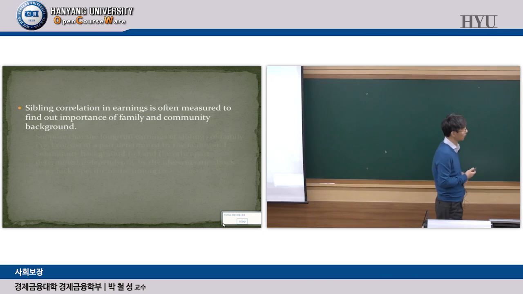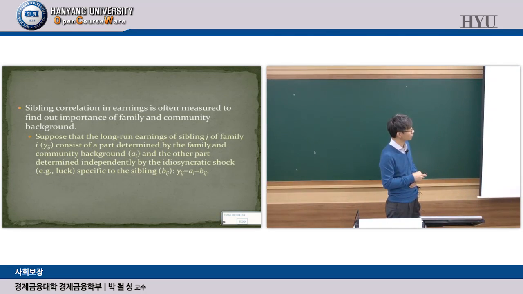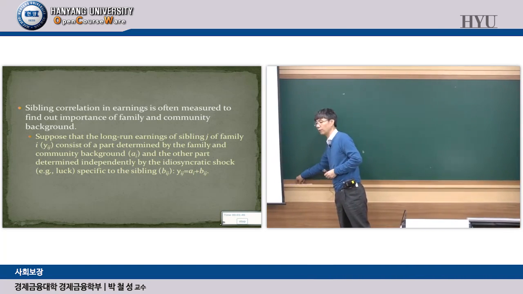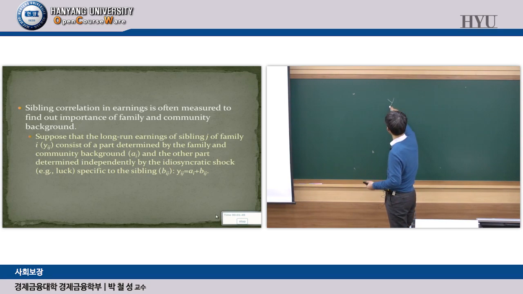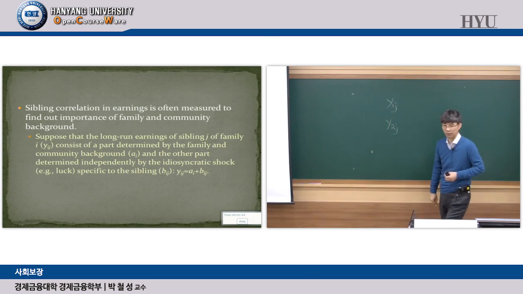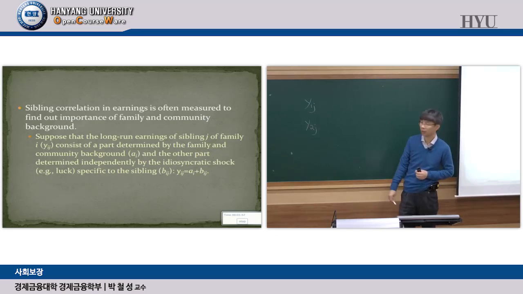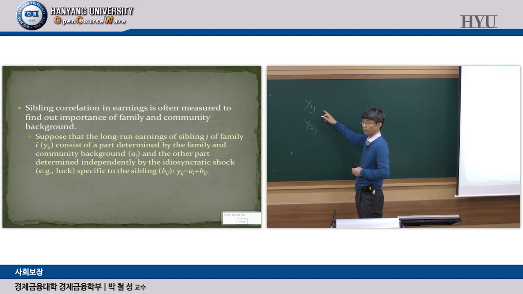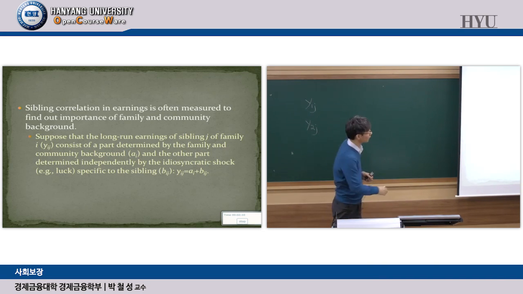Let me explain why we can think that way. Suppose there are two siblings, two brothers of family J. We can write down the first one's income as Y1J, and the younger brother's income as Y2J. J just means that they belong to the same family. So the first family is Y11, Y21. The second family is Y12, Y22. The third family is Y13, Y23, in that way.